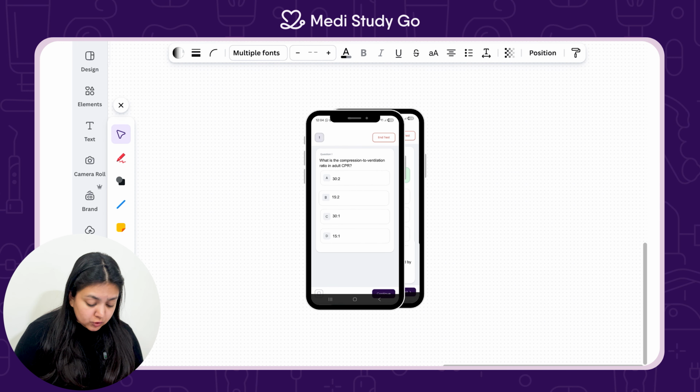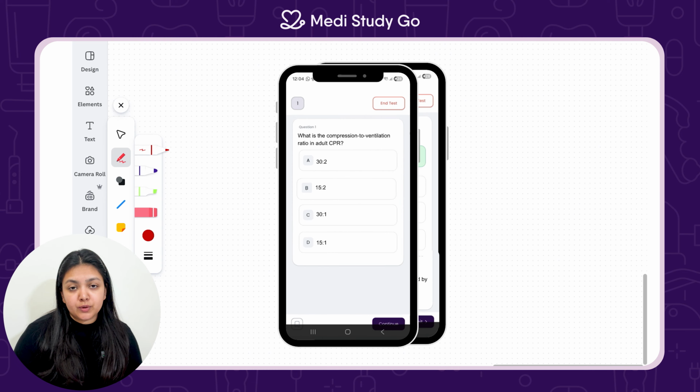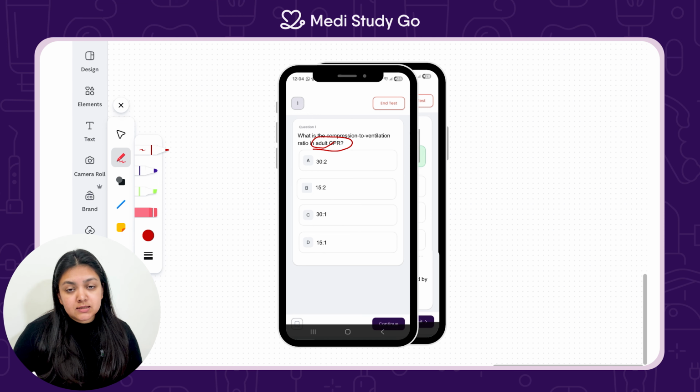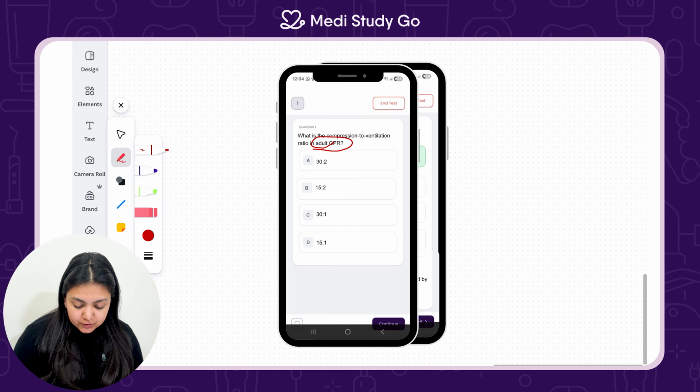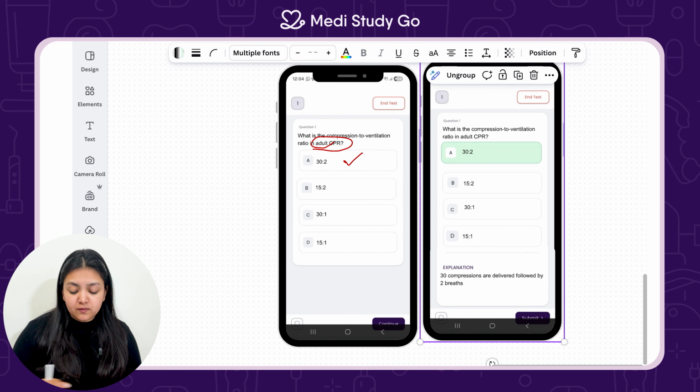Now, if you want to solve a question before we go, because such topics are very important if you are a NEET aspirant. So what is the compression to ventilation ratio in adult CPR? Terms like adult CPR mean something specific is being asked. Although the ratio stays the same for both here, you must be vigilant whenever you're reading the question. So what is the compression to ventilation ratio? It is 30:2.